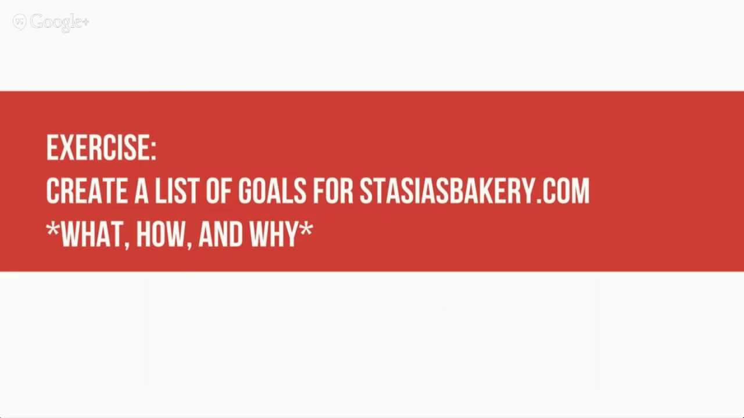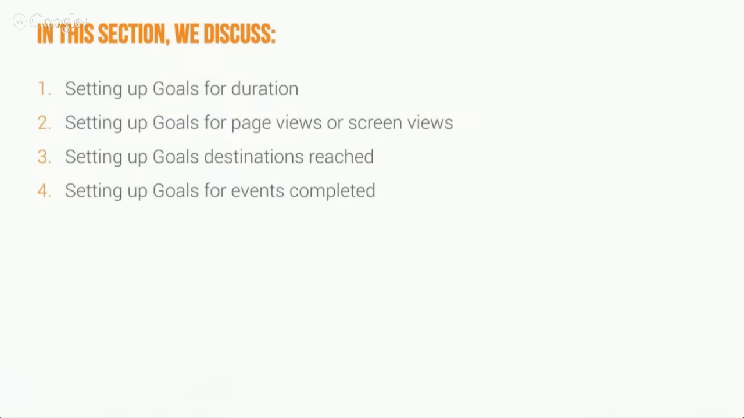Do you want them to create an order and leave? Or do you want them to create an order and check out? Do you want them to fill in their credit card information? What is the information that you're looking for and how to get there? So to create this goal within Google Analytics, we're going to talk about how to set that up with that example. You can set up that goal for duration, page views, destinations, or events.